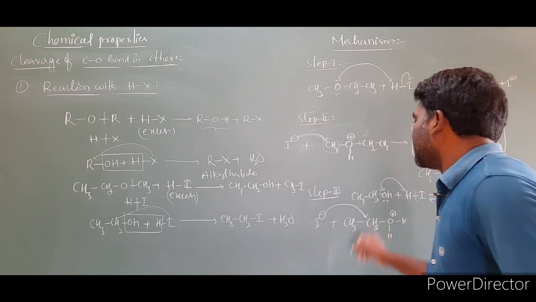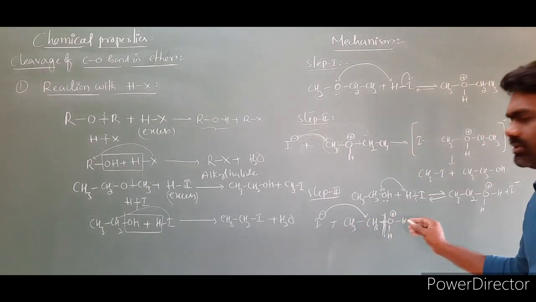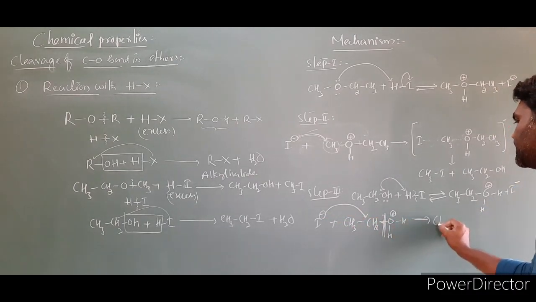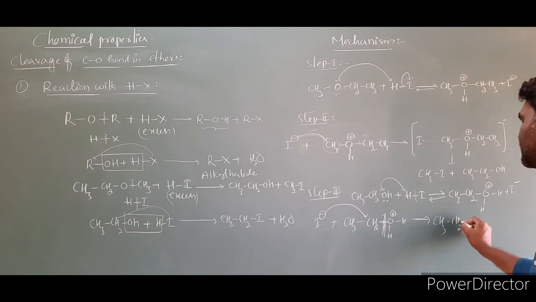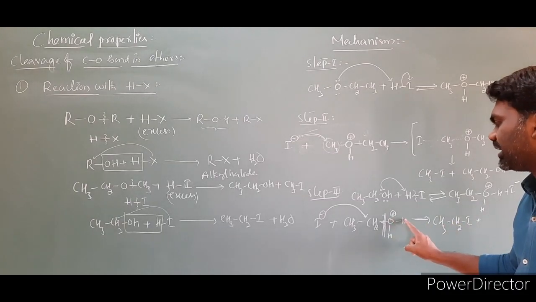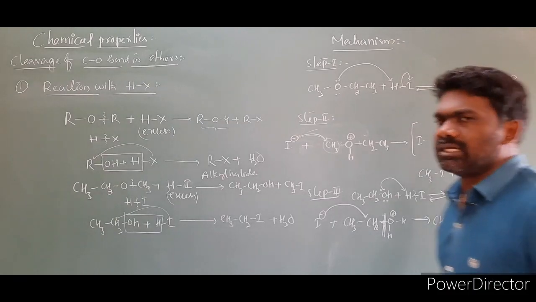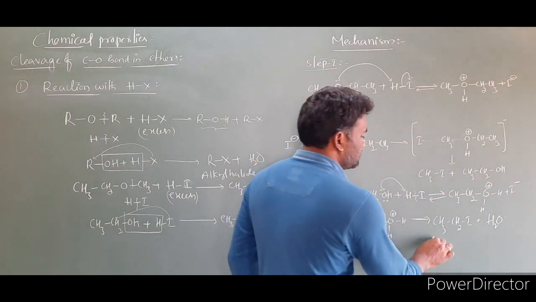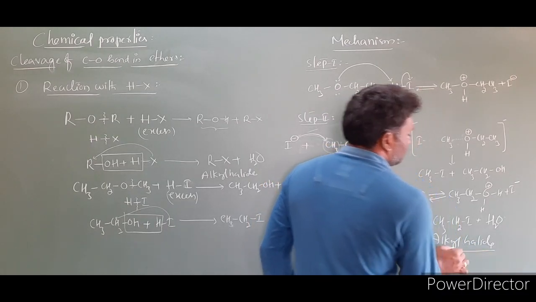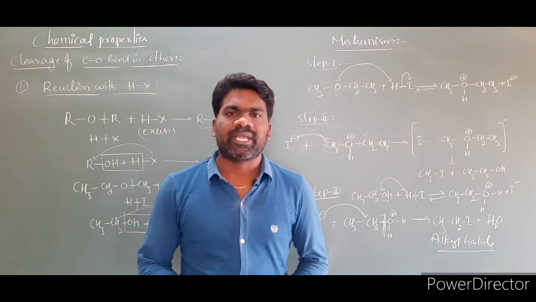This I minus again attacks the CH2. The bond between them undergoes cleavage. As a result, we get CH3 CH2 and this I. Then the product is CH3 CH2 I plus the OH and the other two hydrogens with one oxygen in the form of H2O. So this is the mechanism of this reaction. The final product is an alkyl halide if you take excess of HI. So this is the mechanism of the reaction with HX.